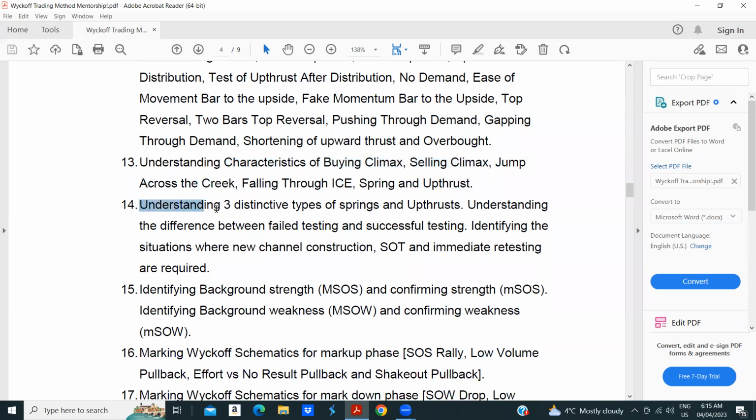We will also understand the 3 distinct types of springs and upthrusts, understanding the difference between failed testing and successful testing, and identify the situations where new channel construction, SOT, and immediate retesting are required. Okay, so we will dig deeper into the variations of Wyckoff semantics.